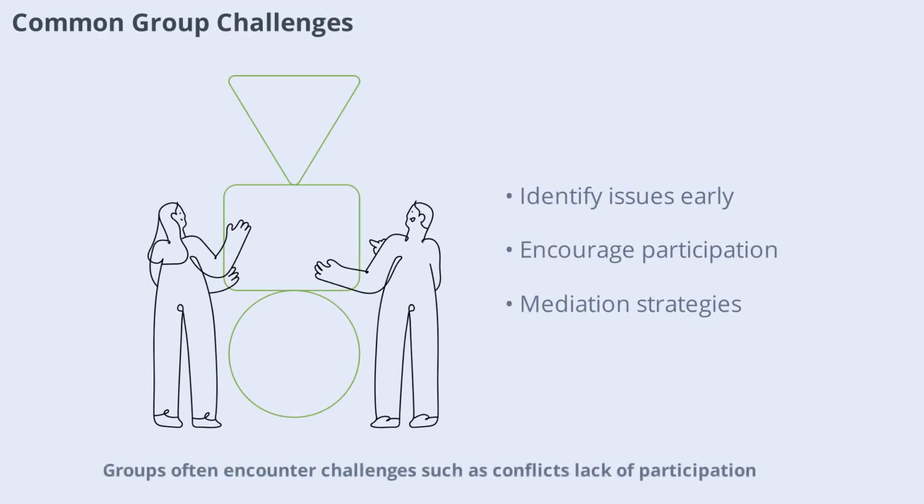Up next, we'll explore common challenges that groups face and how to overcome them. Groups often encounter challenges such as conflicts, lack of participation, or unclear goals. These issues can hinder progress and create tension among members. Recognizing these challenges early allows leaders to address them before they escalate. Strategies like setting clear expectations, encouraging involvement, and mediating disputes can help keep the group on track. It's important to remember that challenges are a normal part of group life and can lead to growth if handled well.